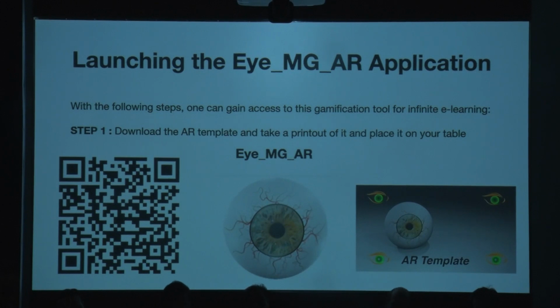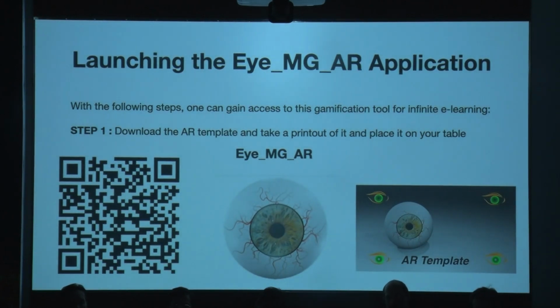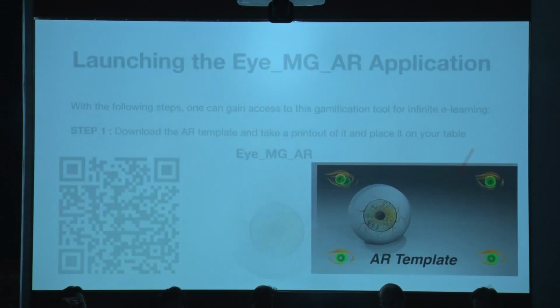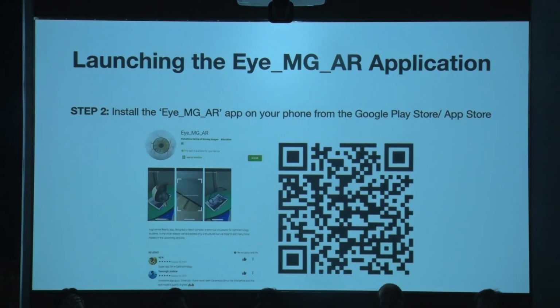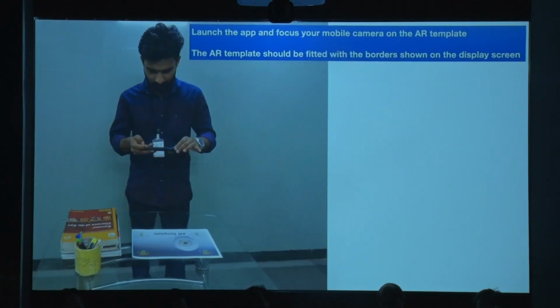Launching the IMG AR app. With the following steps, one can gain access to this gamification tool for infinite e-learning. Step 1. Download the AR template depicted by the red arrow and take a printout of it and place it on the table. AR template printout is mandatory for a successful AR experience. Step 2. Install the IMG AR app on your phone from the Google Play Store or your App Store. Then launch the app and focus your mobile camera on the AR template.